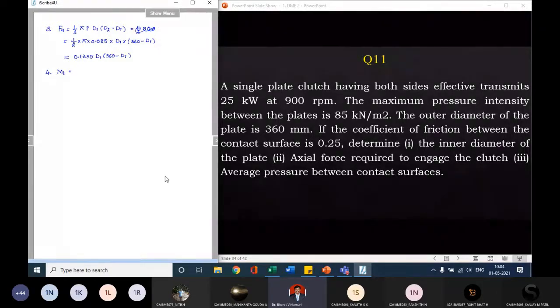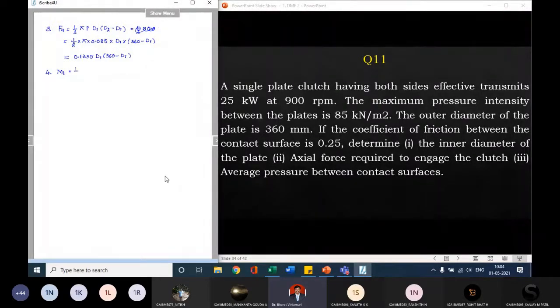Empty is equal to, okay. Now you have half mu FA DM into I. So you have your value. So FA empty we have already found. What was the value? 5277.77 is equal to half into mu. How much has he given? What is the value of mu, guys?